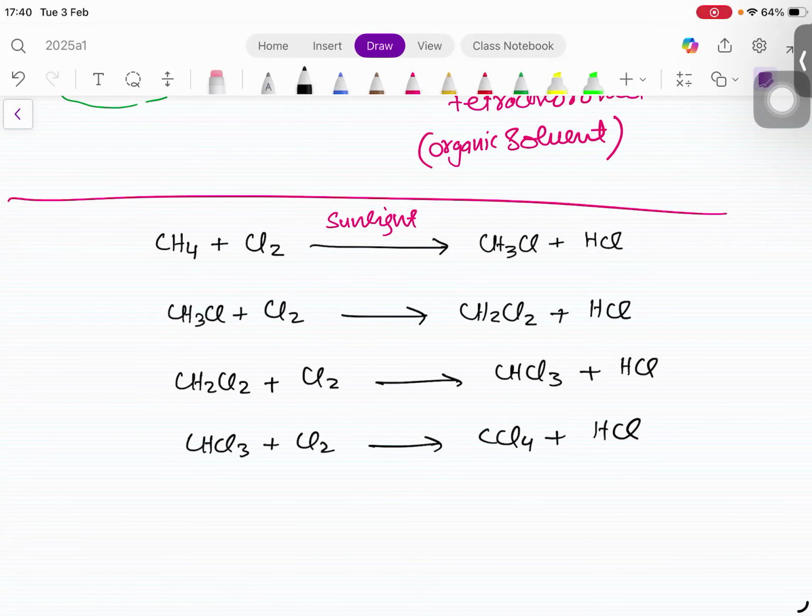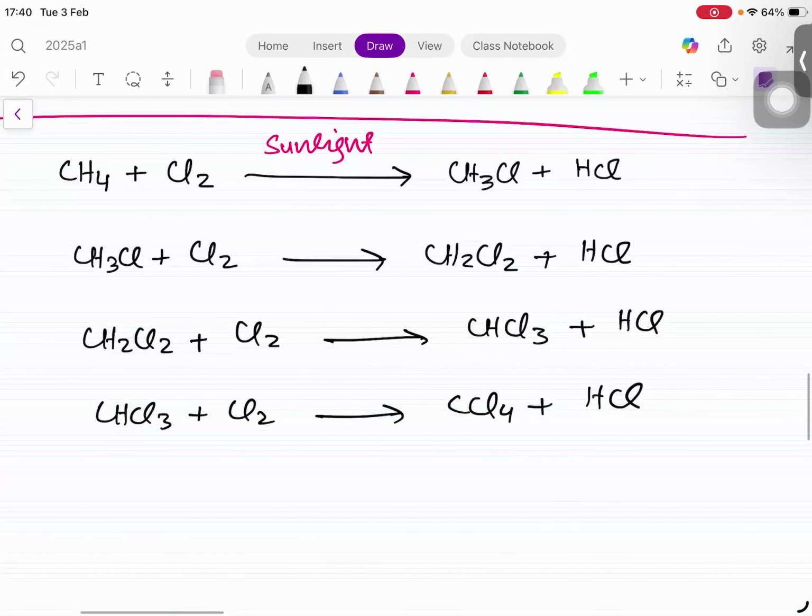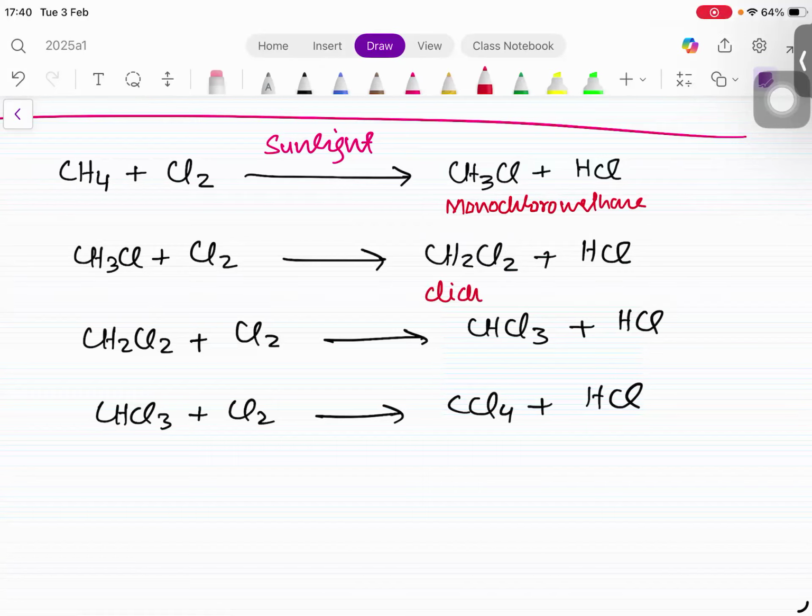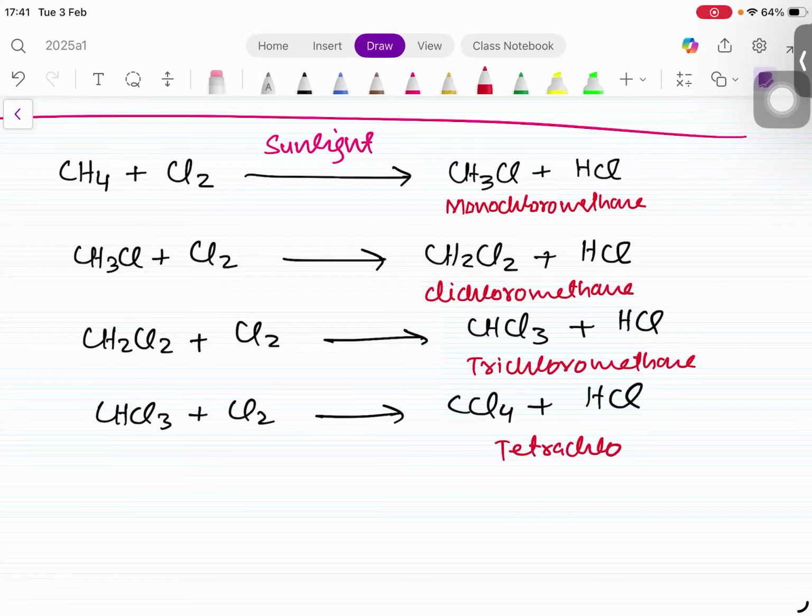Got it? So please write their names as well. This is monochloromethane. This is dichloromethane. This is trichloromethane. And this is tetrachloromethane.